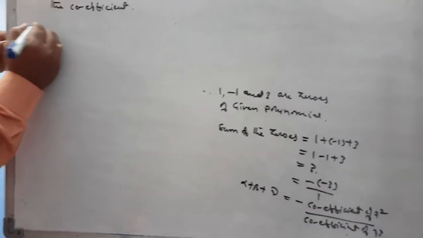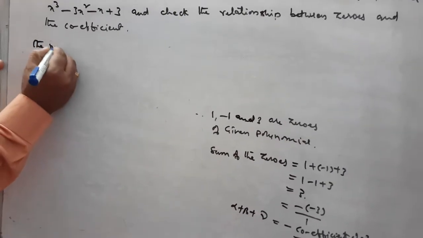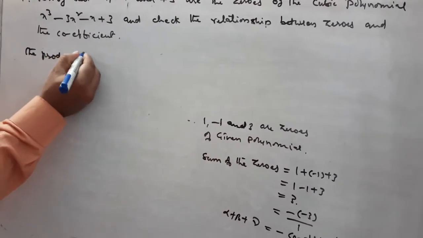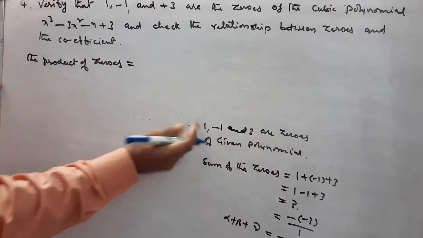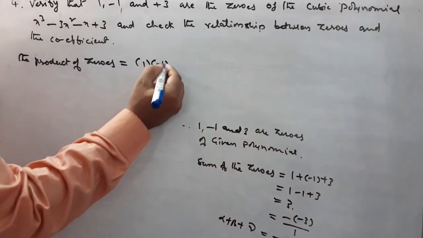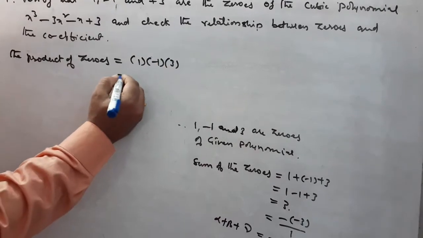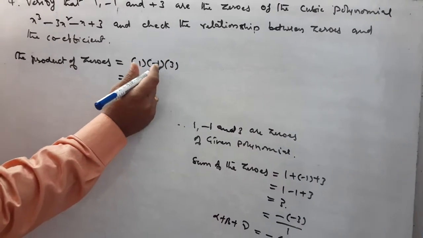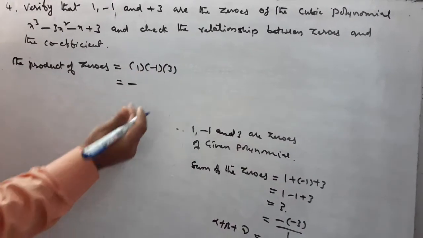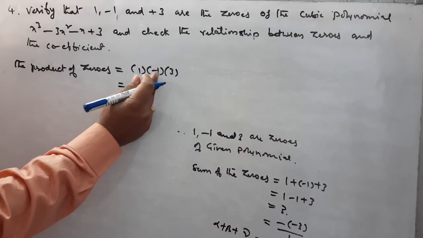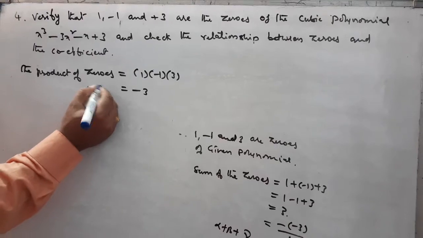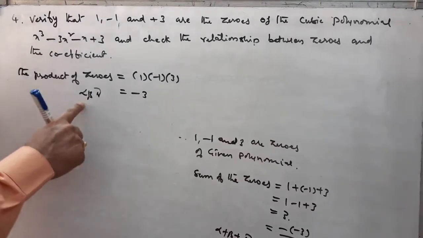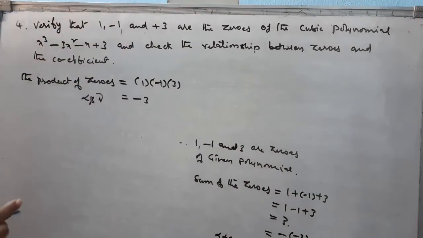Now I am taking the product of zeros, that is here 1 into minus 1 into 3, so that is plus into minus, minus, minus into plus, we will get 1 into 1 into 3, we will get minus 3. It is a product, meaning alpha beta gamma, alpha beta gamma is equal to minus 3.